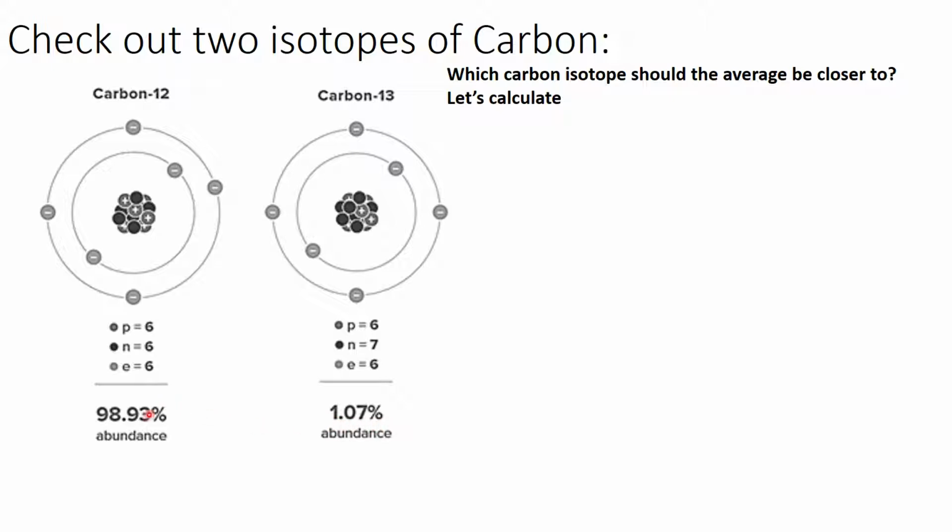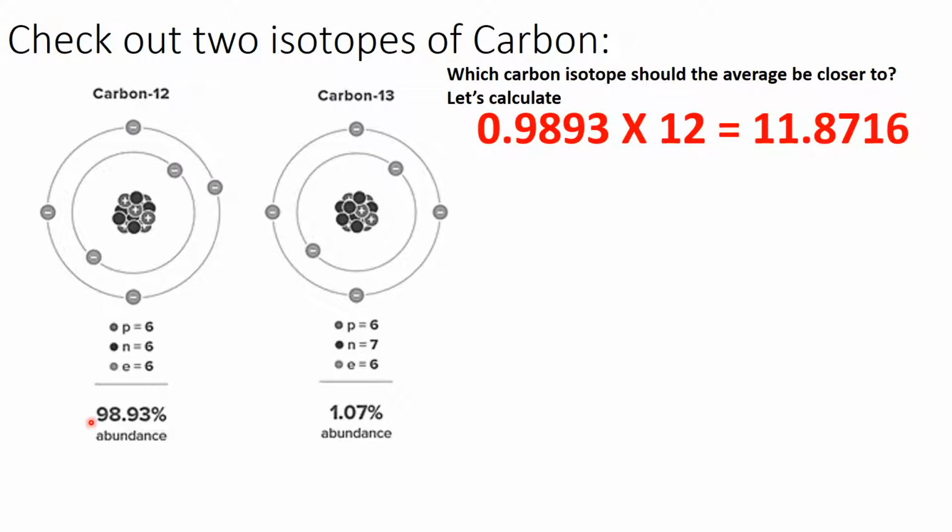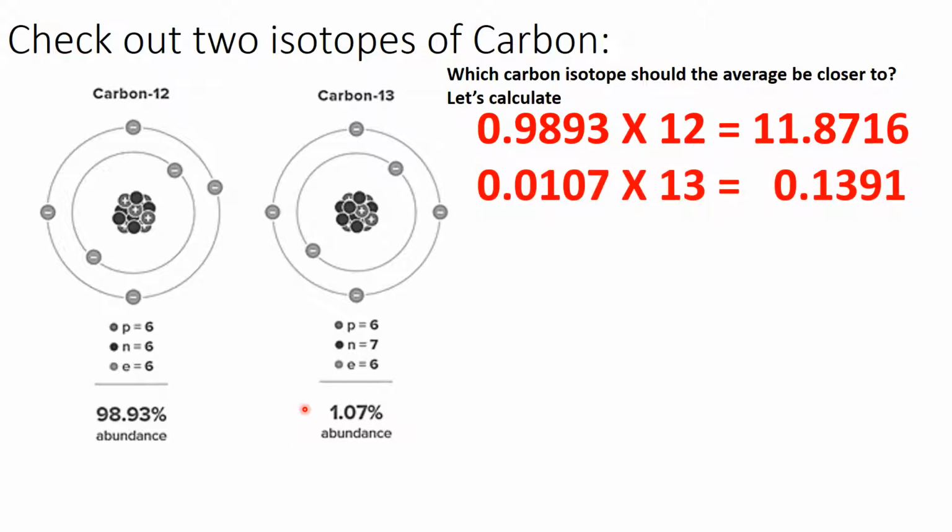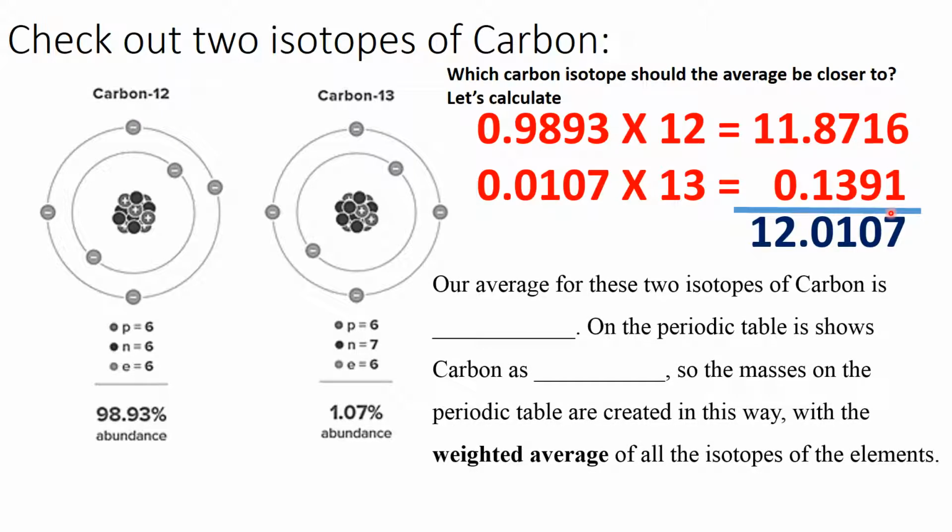So let's do the math. First, we have to convert 98.93 into decimals, so we just move the decimal point over, and it becomes 0.9893. We multiply that by 12, and we get this number right here. We do the same thing here. We move the decimal point over 2 places. Remember, we have to add a 0, and we get 0.0107 times carbon-13, and we get this number. When we add those up, we have 12.0107. So our average for these two isotopes is 12.0107.